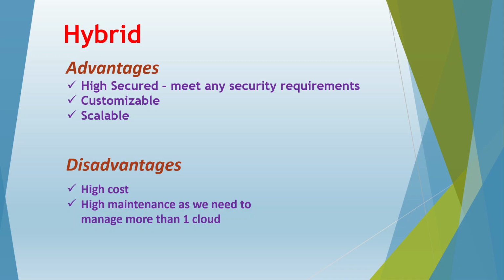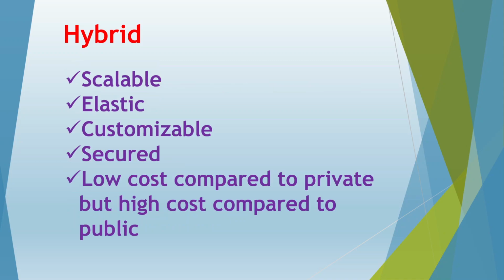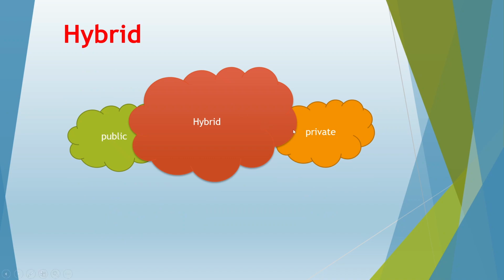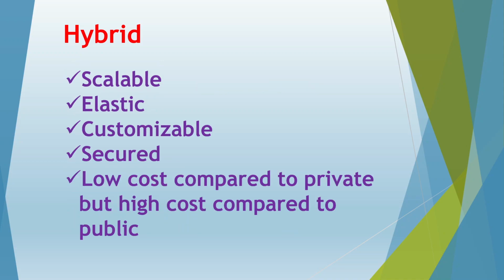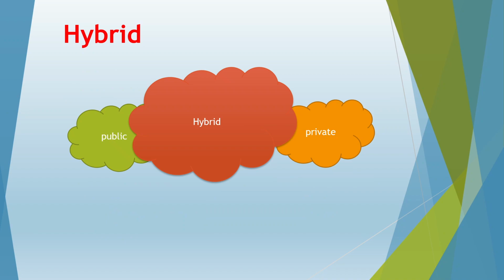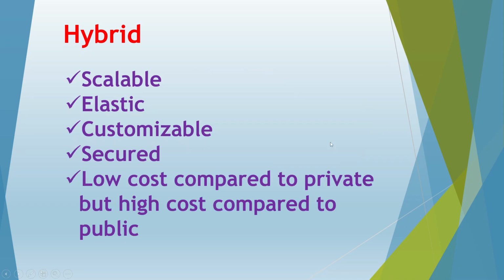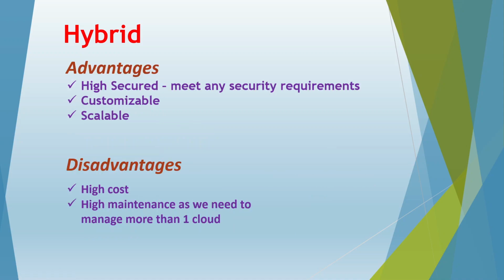Disadvantages means high cost, high maintenance. High maintenance means we need to manage more than one cloud here, right? Because it is a combination of both public and private clouds, we have to manage both, so maintenance cost will be high when compared to other clouds. Also the cost is high because we have to spend a lot of money upfront for setting up the private cloud as part of the hybrid cloud, right? So cost will also be high compared to other clouds.